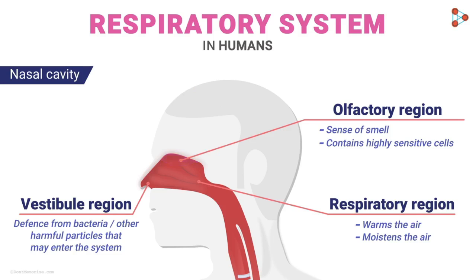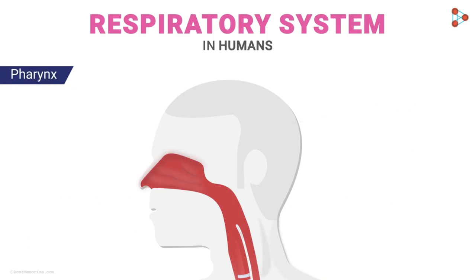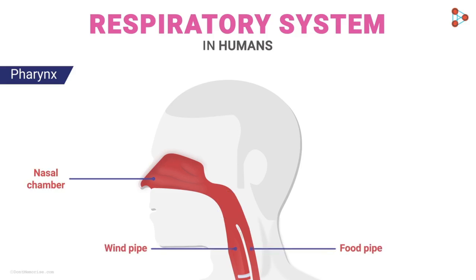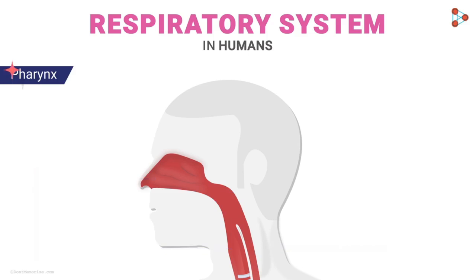Post the nasal chamber comes the next part called the pharynx. This is like a common connection between the respiratory and the digestive tract. And why do we say so? Well, as you can see here, this acts like a common passage between the nasal chamber on the top and the windpipe and the food pipe just lying below it. The pharynx is also further divided into three parts.